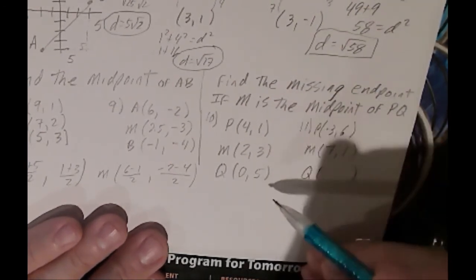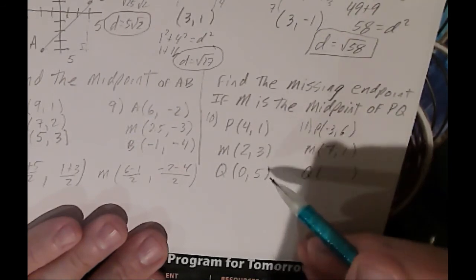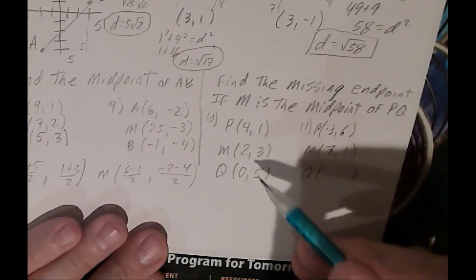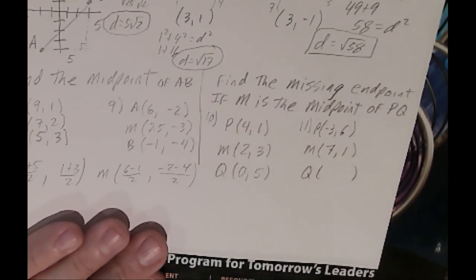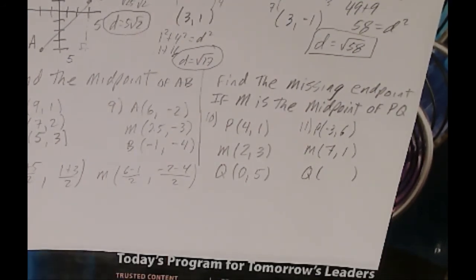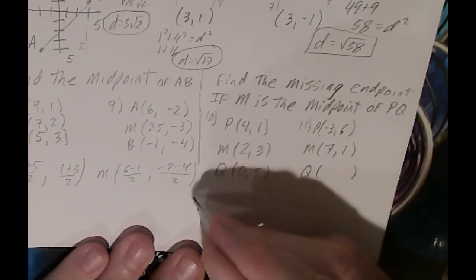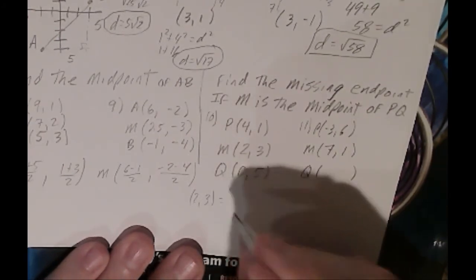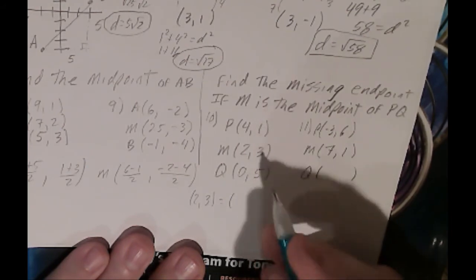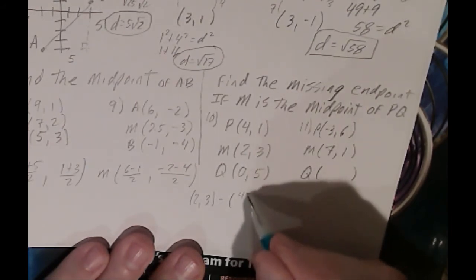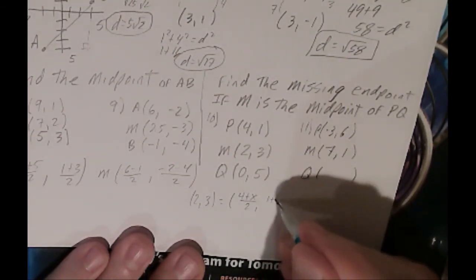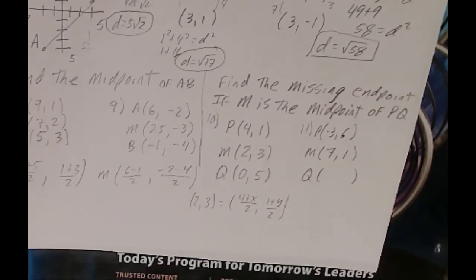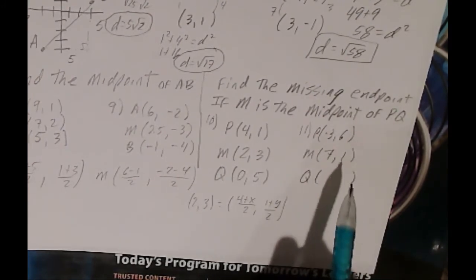Okay, and you can kind of check your work. Yeah, sure, 5 plus 1 divided by 2. 4 plus 0 divided by 2 is 2. All right? If I was going to use the formula, it's not as easy as all that. You've got 2, 3 equals, this is unknown, right? So this is like 4 plus x over 2, comma 1 plus y over 2. I mean, I don't know. It's not impossible, but I think it's easier to do what I'm showing you here.